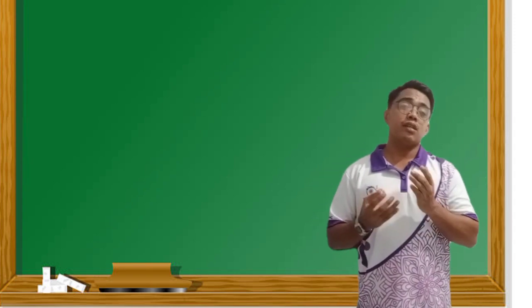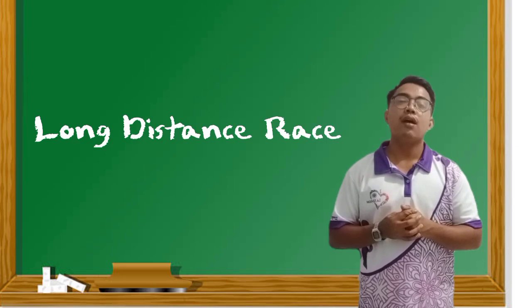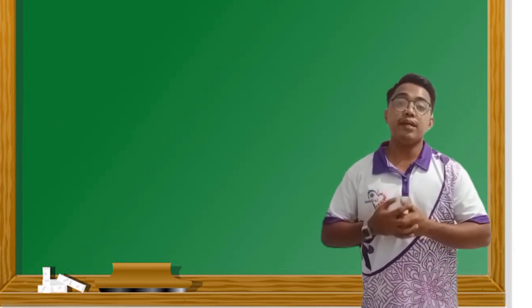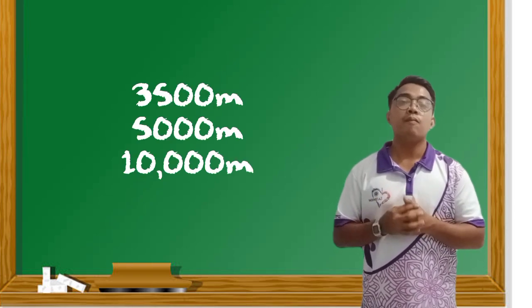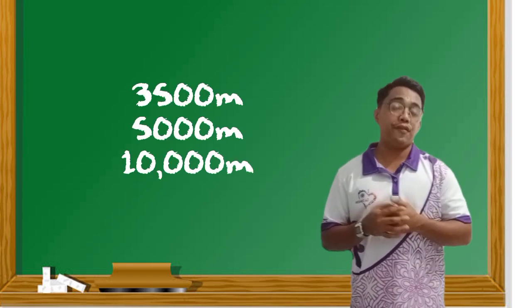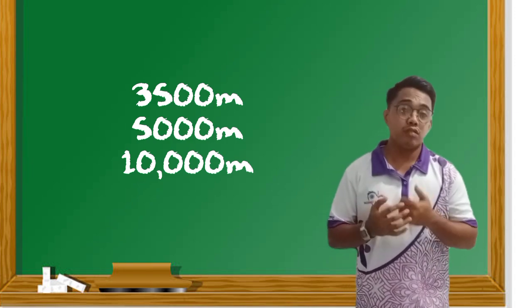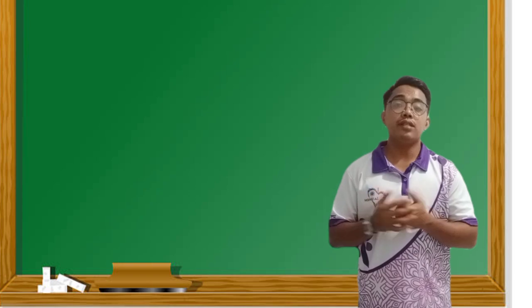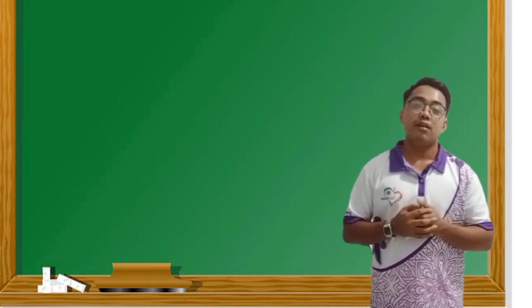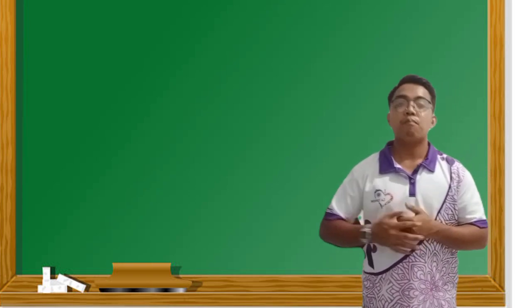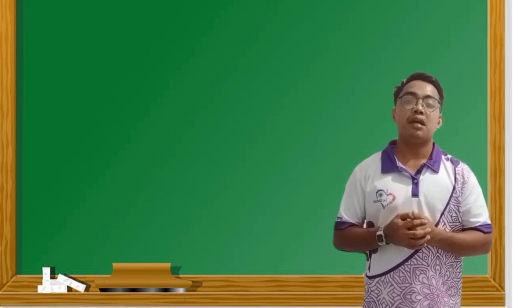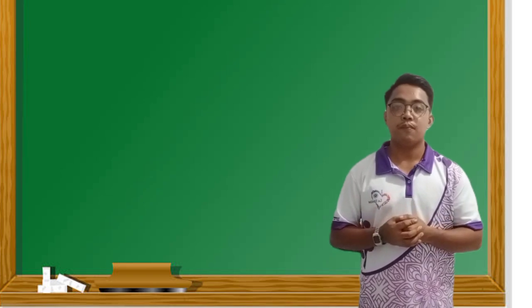The next one is the long distance event. These three main long distance races are 3,500 meter, 5,000 meter, and 10,000 meter. These races are similar to the middle distance races, but the emphasis is even more on correct pacing and endurance.